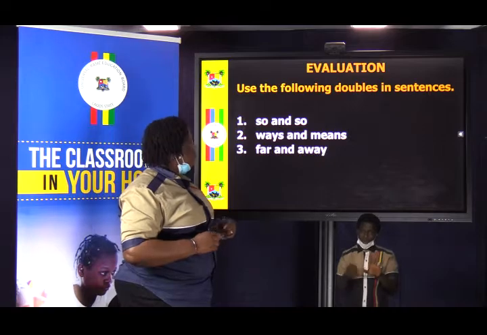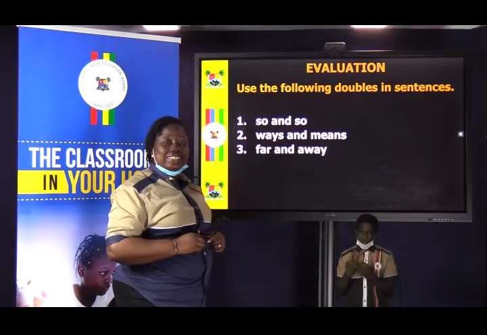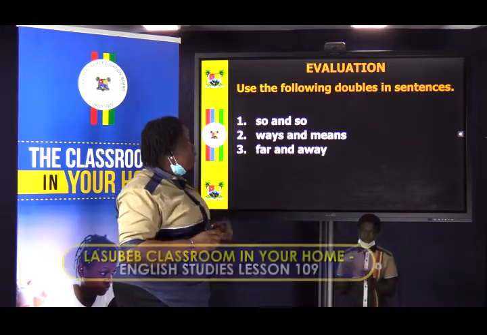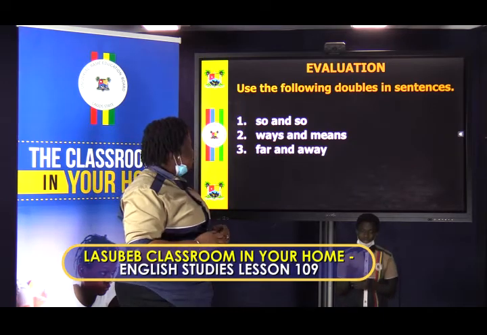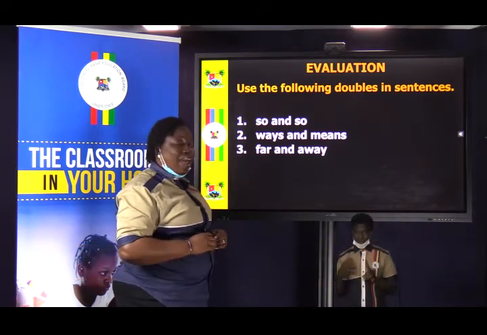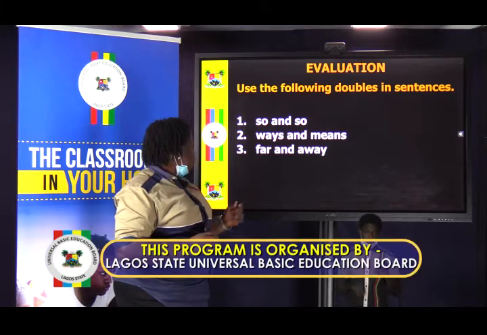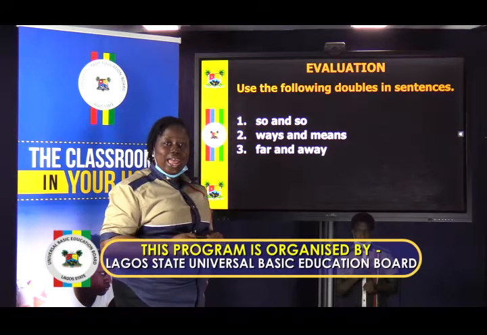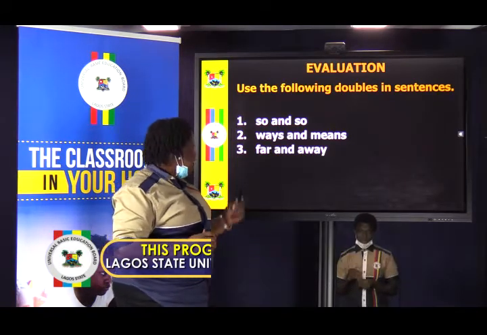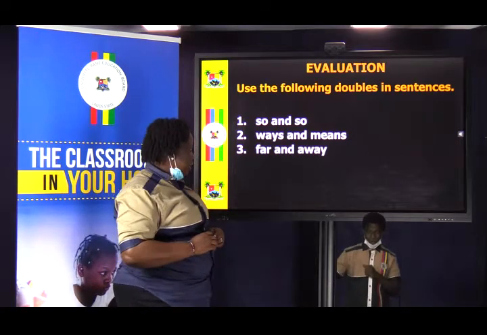For your evaluation, please use the following doubles in sentences. Number 1, so and so. Number 2, ways and means. And number 3, far and away.